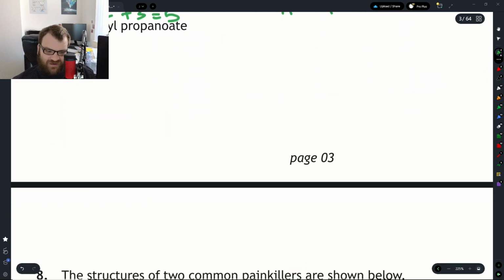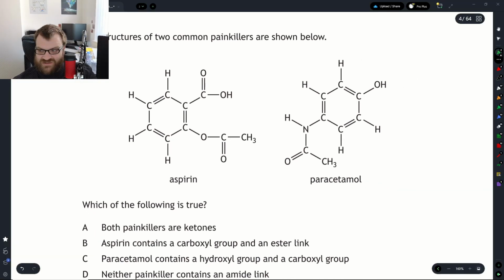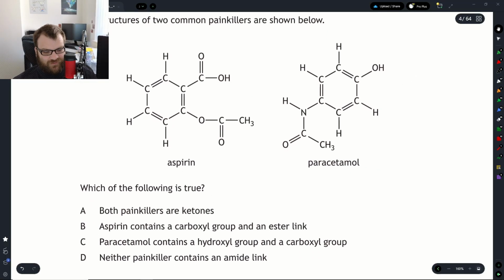If need be. Number 8, we're told about 2 different painkillers and we're asked which statement is true. Let's go through them one by one. Both of them are ketones. To be a ketone, we need to have C double bond O, where that carbon is attached to 2 other carbons. What you need to watch out for is you cannot get zoomed in too much. You have to look, slightly expand your view.